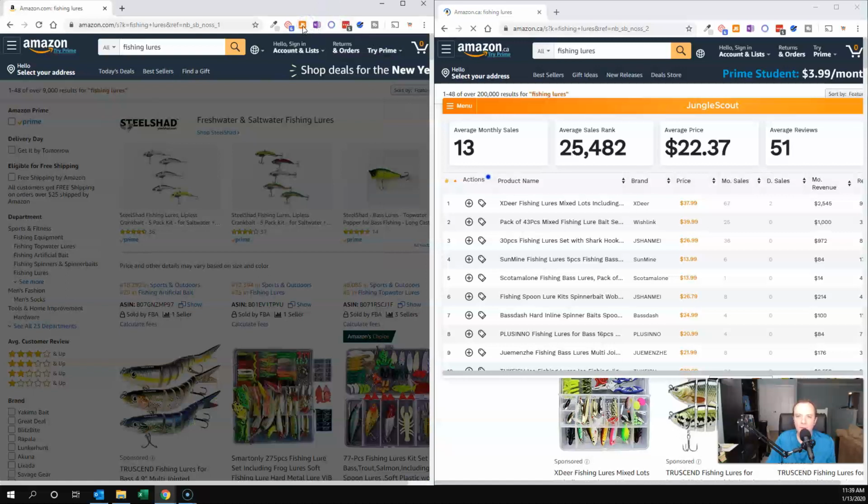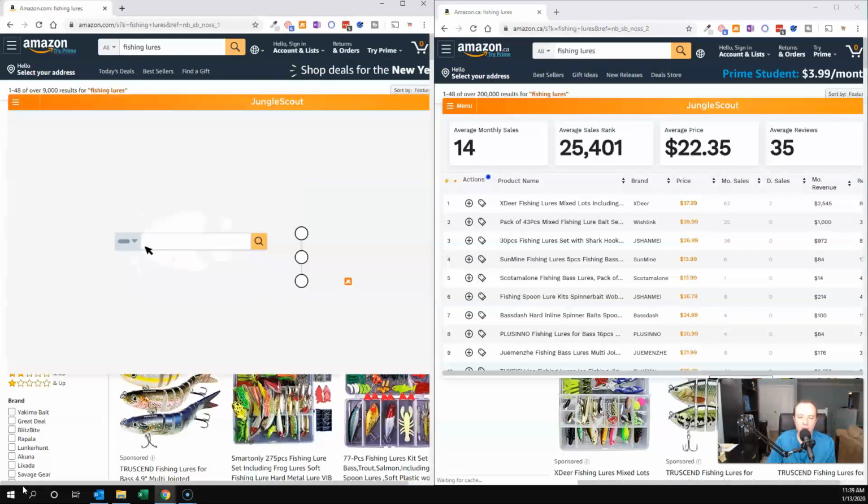Now, fishing lure on the first page is getting... I'm going to pause this real quick. Oh, no, it's coming up. So fishing lures on the first page in Canada is getting about 14 units per month.